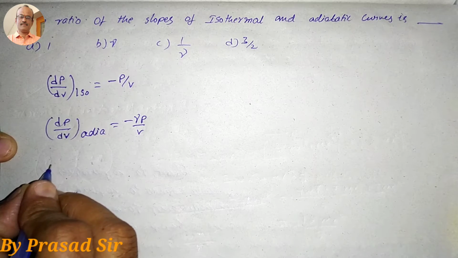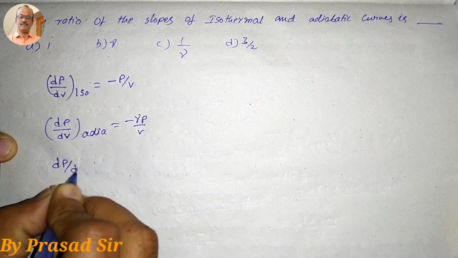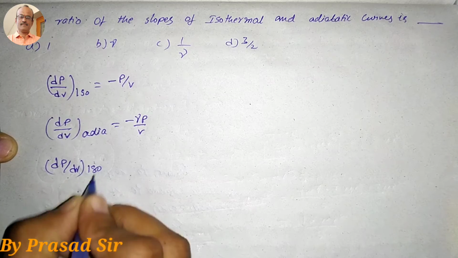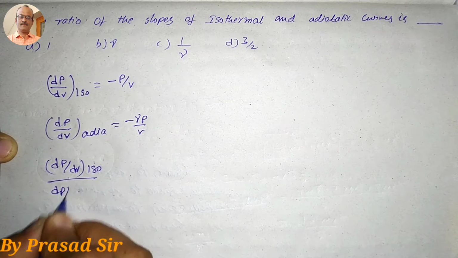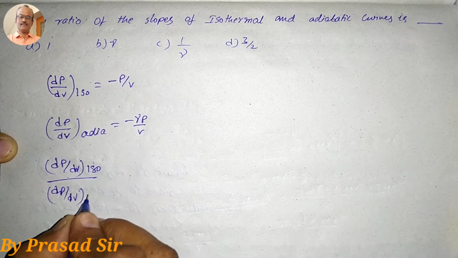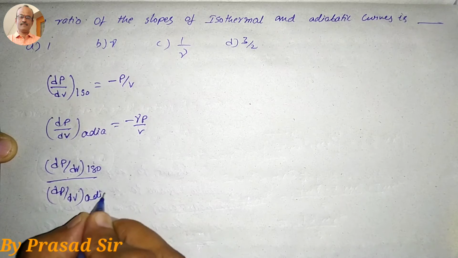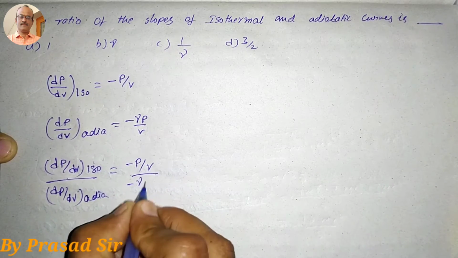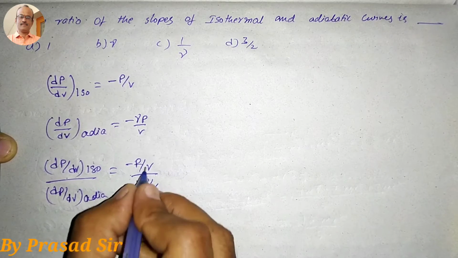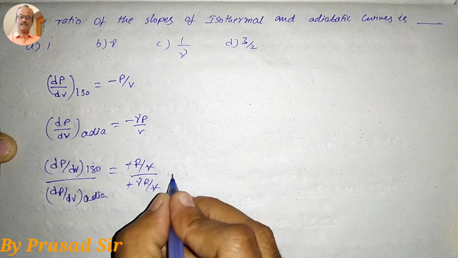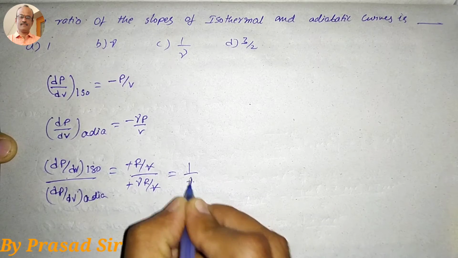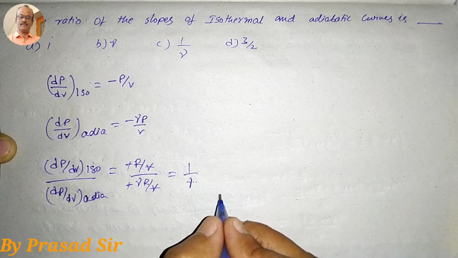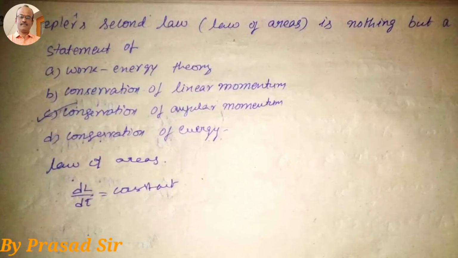So that means dP by dV isothermal, divided by dP by dV adiabatic, is equal to minus P by V and minus gamma P by V. So P cancels, V cancels, minus becomes plus. So 1 by gamma is the answer. So which option is correct here? Option C is correct.